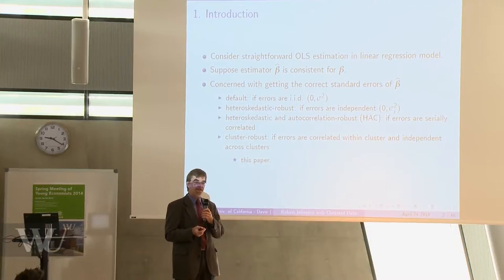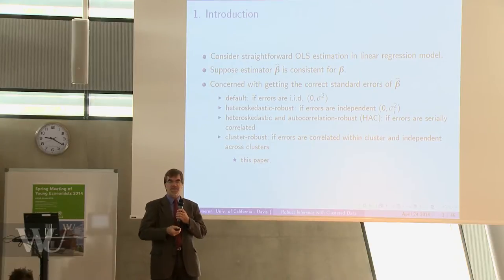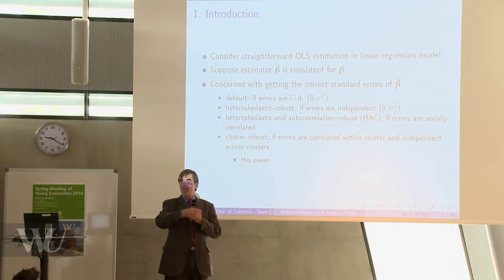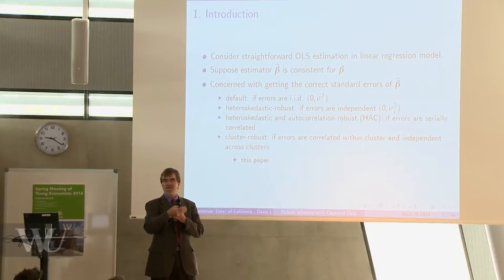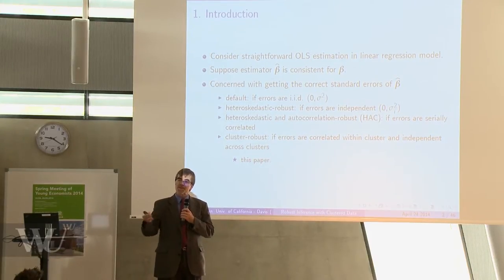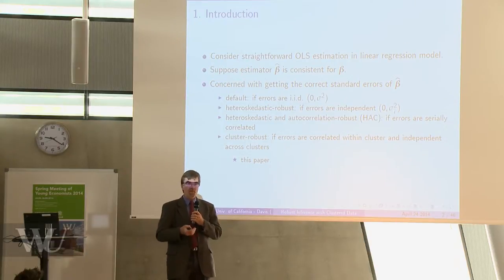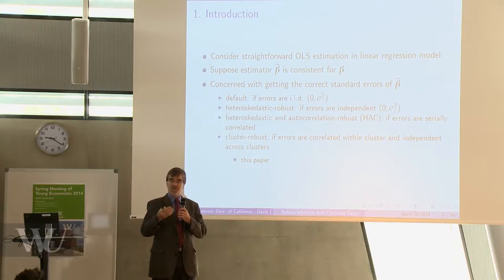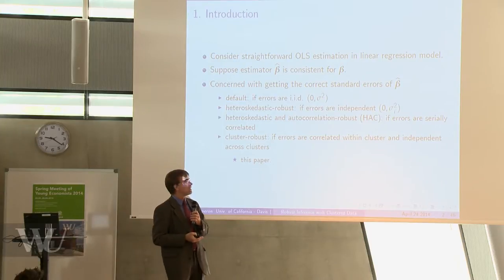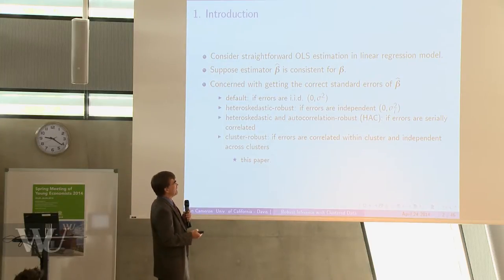The idea is that we have individuals, say, in villages. Within one village, we think there's error correlation. So if we overestimate for one individual in the village, we're likely to overestimate for other individuals in the village. But across villages, there's independence. And the theory will assume that we have lots of villages, so the asymptotic theory is that the number of villages goes to infinity.